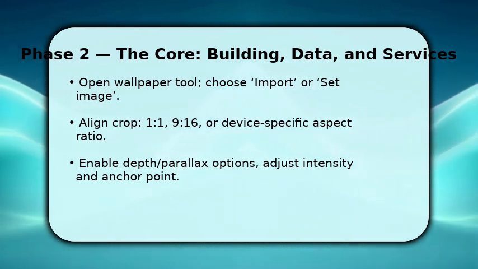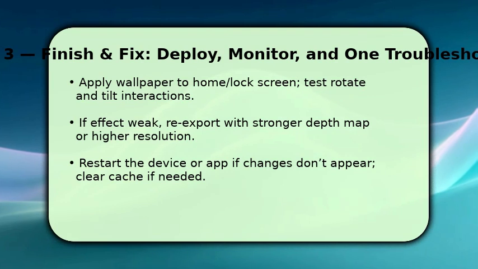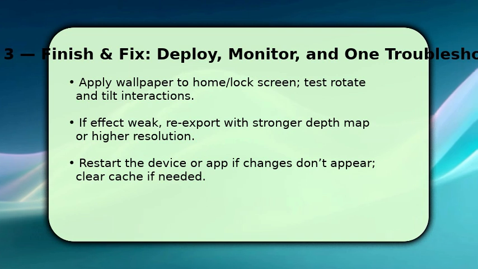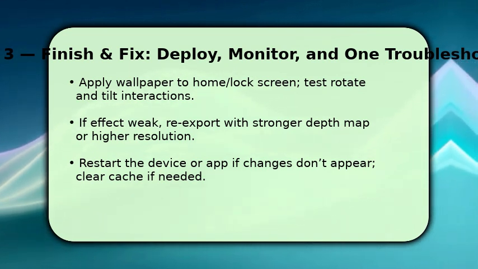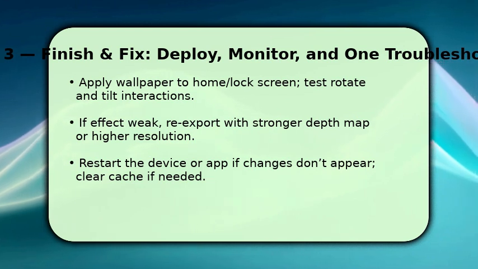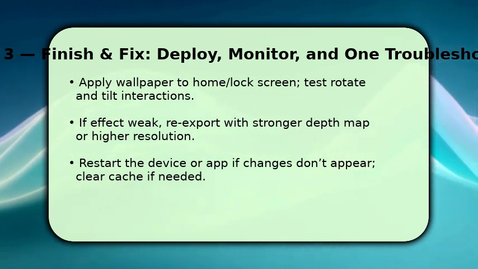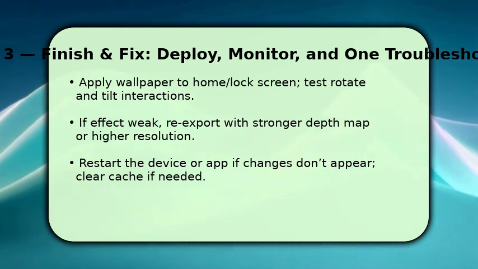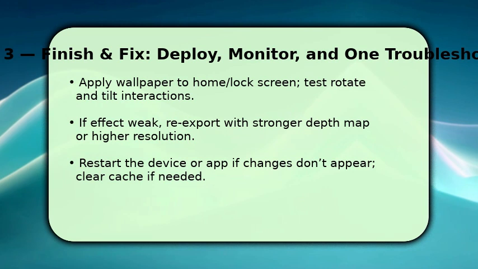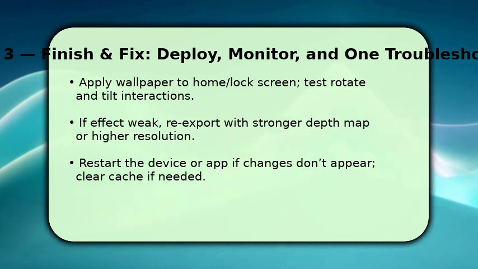You finish by applying the wallpaper and verifying the effect. Set it for home, lock, or both, then tilt or rotate your device to confirm parallax and depth behave as expected. If the movement is weak, re-export the spatial file with an emphasized depth map or higher resolution because compression can strip depth cues. If nothing updates, restart the device or the Wallpaper app and clear its cache.